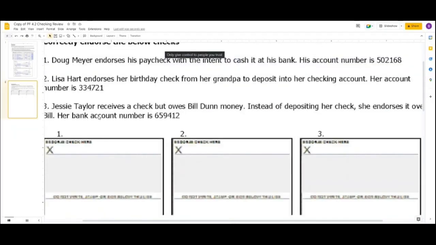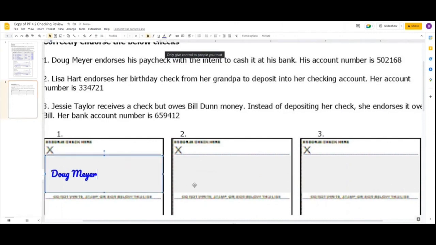Then on the back side, we have 3 checks that we have received or that individuals have received, and we need to indicate what the proper endorsement would be. So number 1 says Doug Meyer endorsed a paycheck with the intent to cash it at his bank. So in this case, the only thing that Doug needs to do is sign the check. All right. He could put the account number on there, but generally he doesn't need to. Okay. The only thing you really need on a blank endorsement to cash it is your signature.